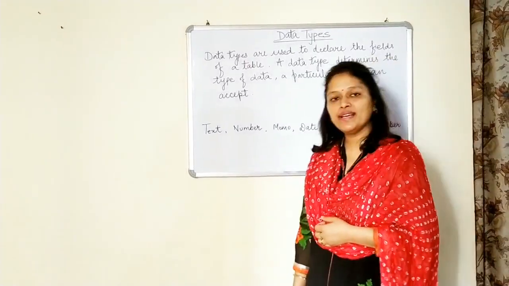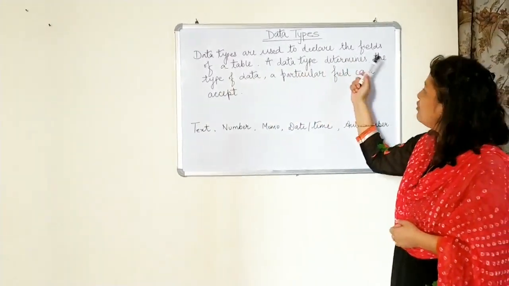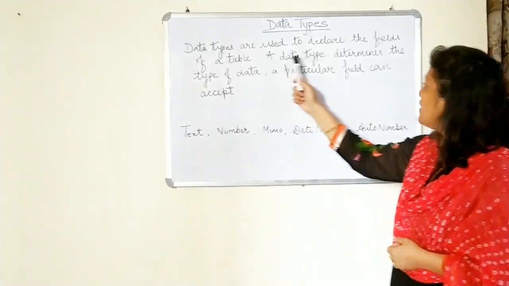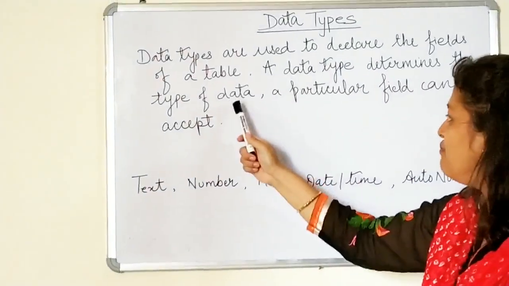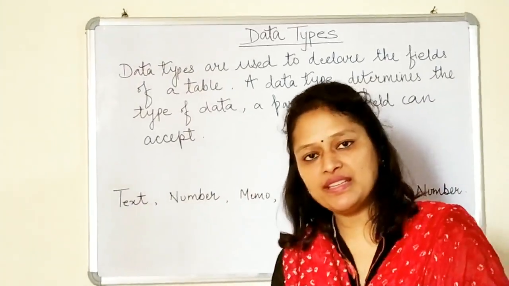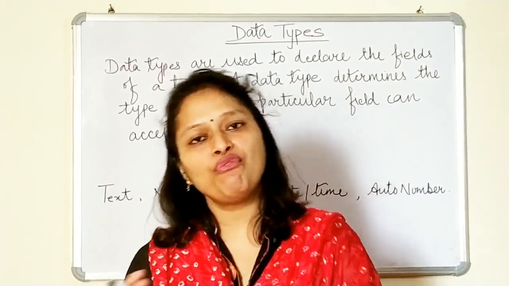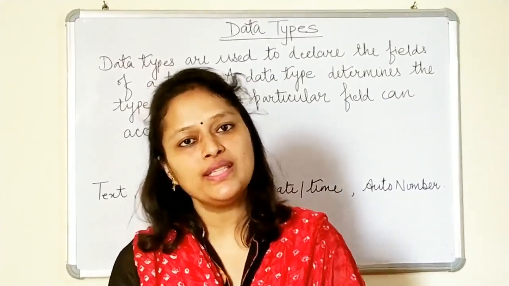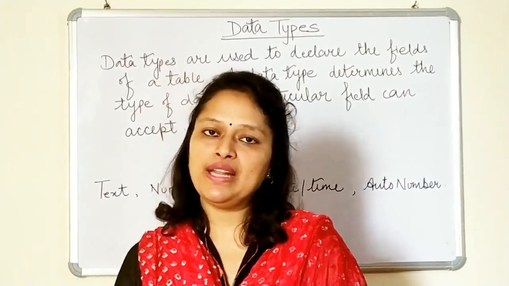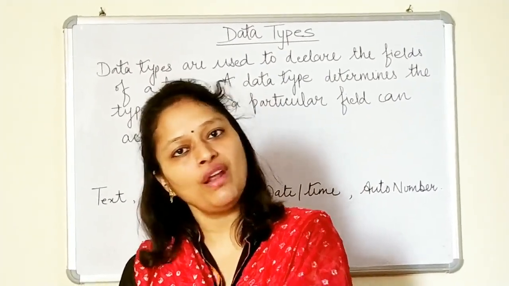Now the next topic is data types. Data types are used to declare the fields of a table. A data type determines the type of data a particular field can accept. Now you have created a database, you have created a table name, you have chosen the field names. Now you would like to store the data. Now suppose there are field names: serial number, roll number, student name, class, section and phone number.